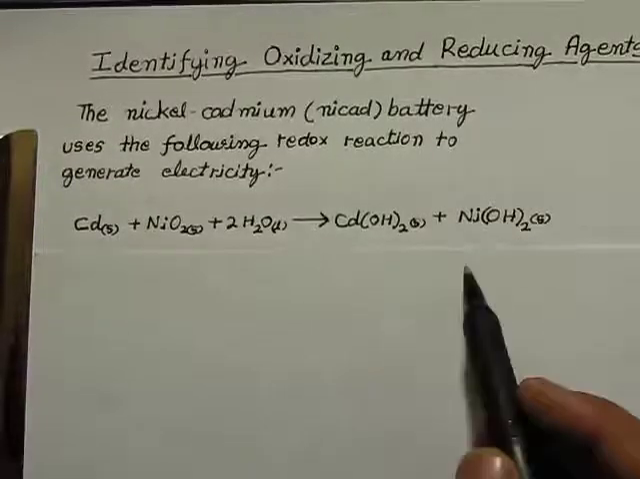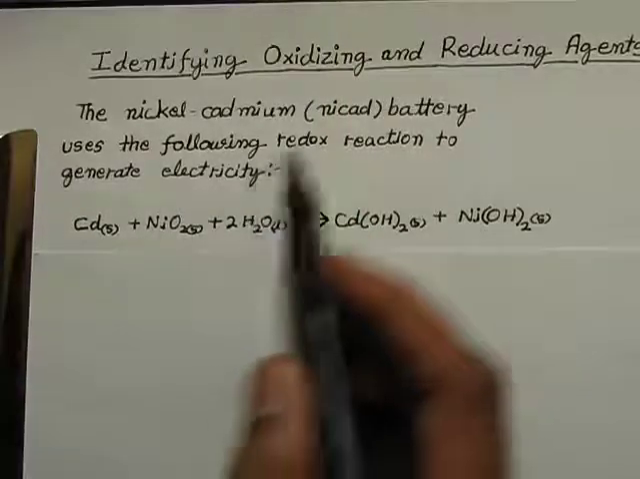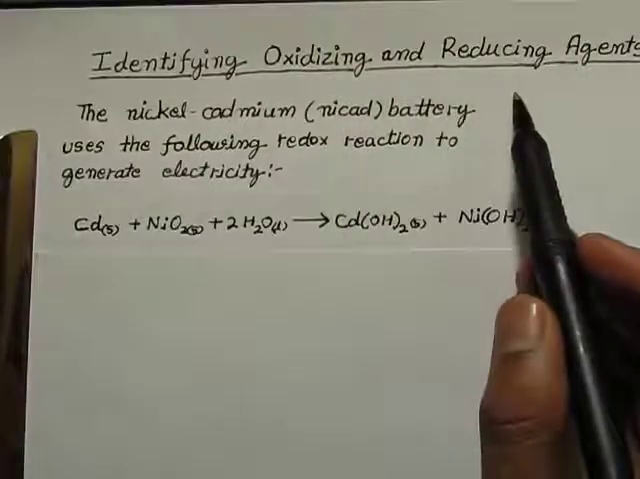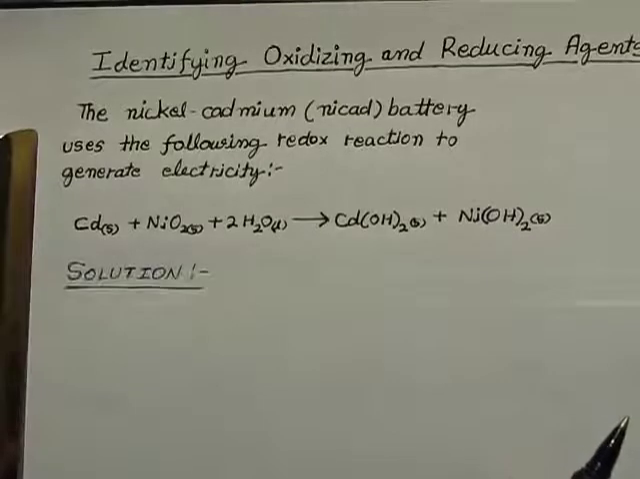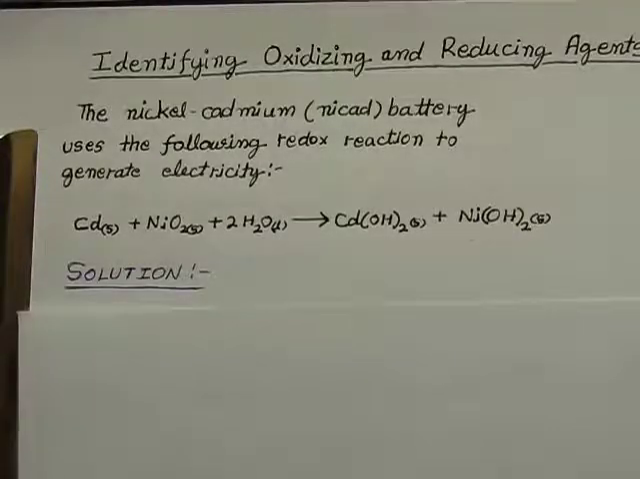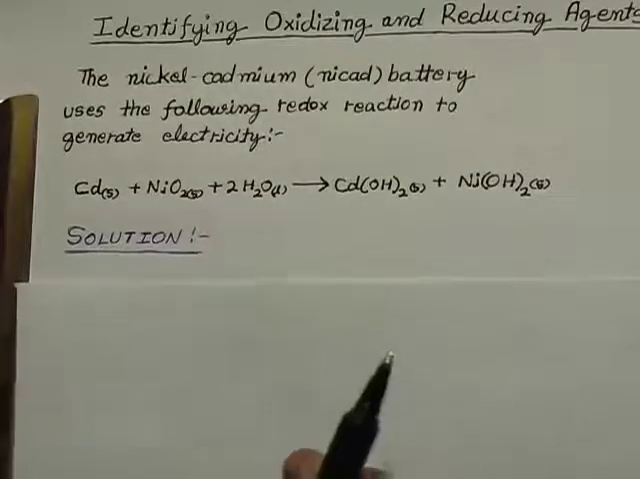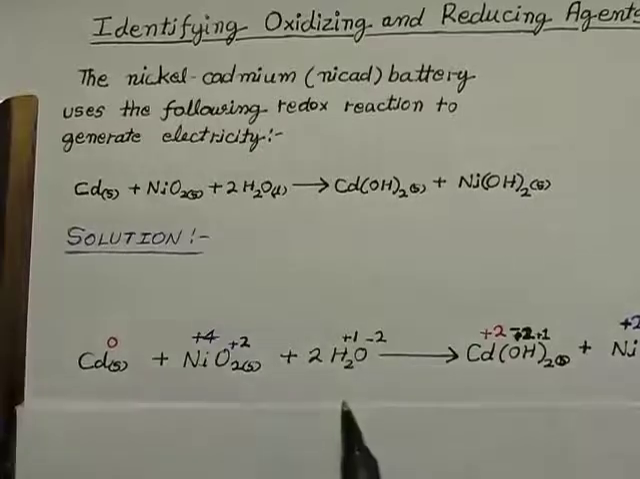This reaction happens in the nickel cadmium battery, and we have to find out which compound is acting as an oxidizing agent and which compound will act as a reducing agent. So for the solution, first you have to write down the whole reaction and identify the oxidation state of each element.